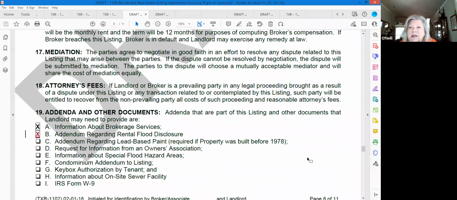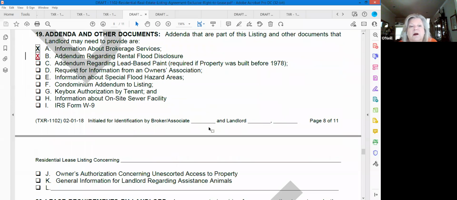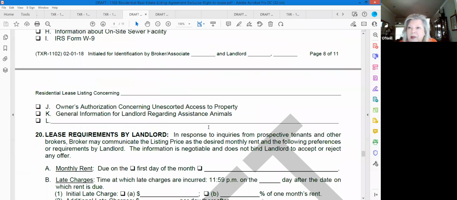The next one was the addenda. Instead of you having to put in the addendum regarding rental flood disclosure, they've now pre-marked it. And why was that? It's because it's required by law. Same way as our information about brokerage services, okay? So it's real clear now that we have that already marked for us, so you best always attach it as is required by law for the landlord.